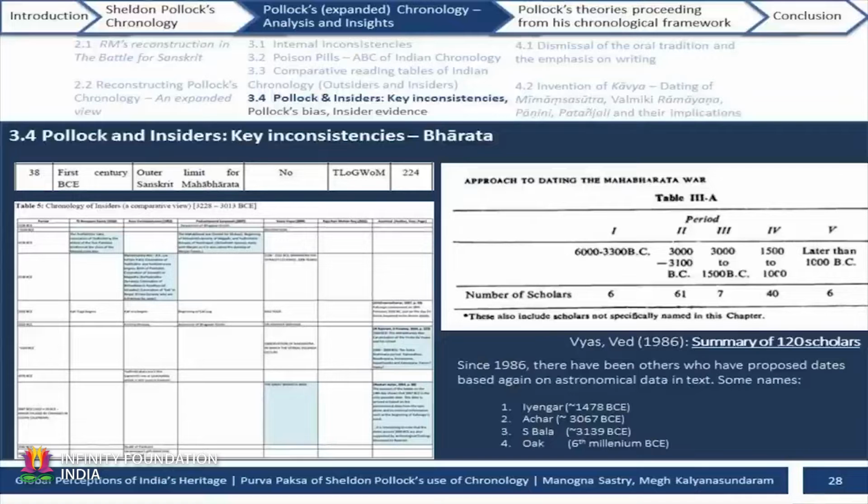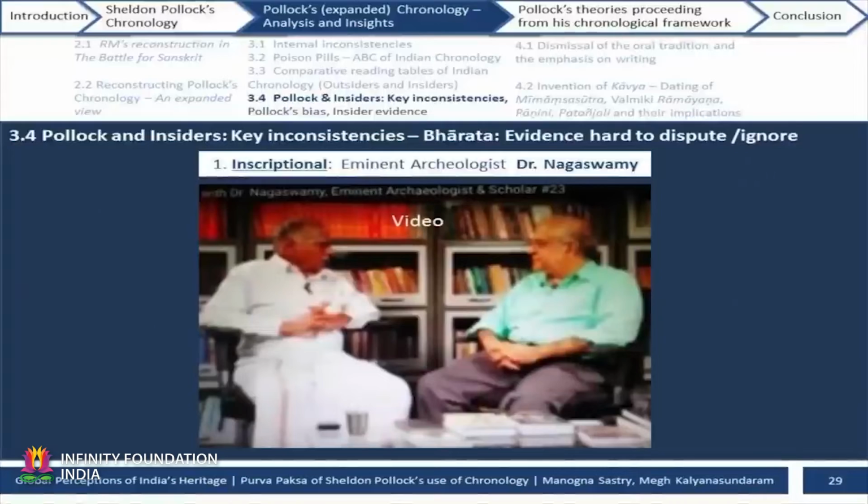Now, since 1986, based on new methods, particularly computer-based simulation of astronomical literary evidence found in the Mahabharata text itself, more dates have been proposed, 4 of them being R.N. Iyengar, who puts it in the 2nd millennium BCE, Narhari Achar and Saroj Bala in the 4th millennium BCE, and Nilesh Oak in the 6th millennium BCE. Okay, so now let us also quickly listen in to the position of another insider, eminent archaeologist Sri Nagaswamy ji, who is here with us right now. Can we have the video on, please?